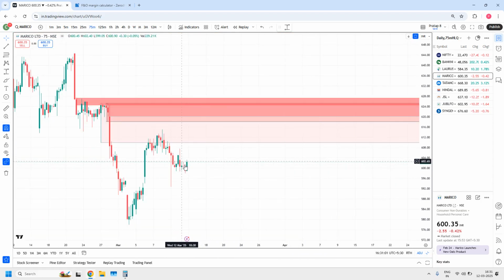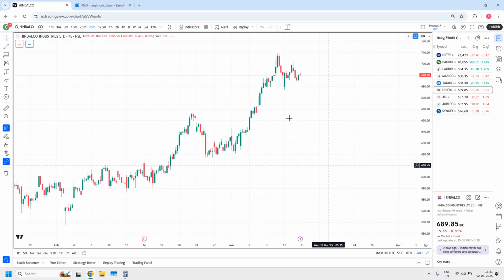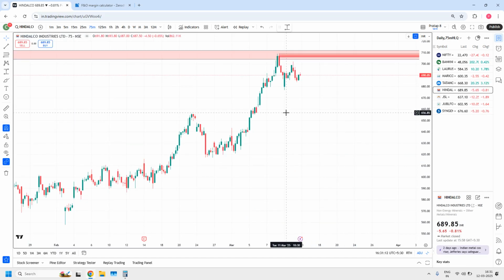We did not get any trades in today's candles. Tata Communication, Tata Motors we already discussed. And the next one is Hindalco.